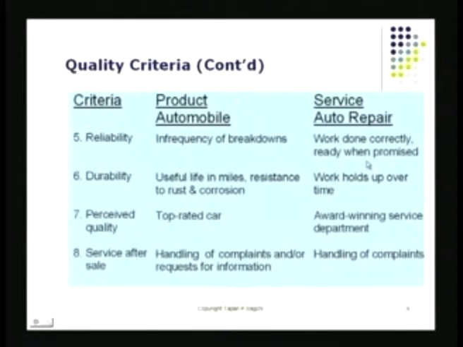This gives me the time dimension. And both of these things, if they are done right, I regard that auto repair shop to be a reliable one. Then we look at reliability, and then of course it's very easy for us to see that for the vehicle we must have useful life in miles or kilometers, and also it should resist rust formation and corrosion. That's something I would like to have the vehicle itself to have. That's a product feature. On the service side, the work holds up over time.